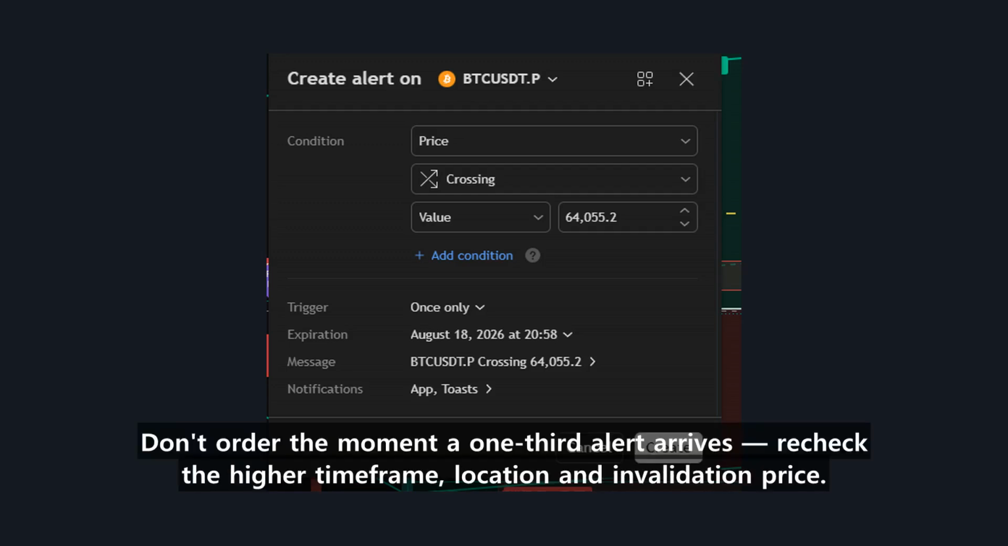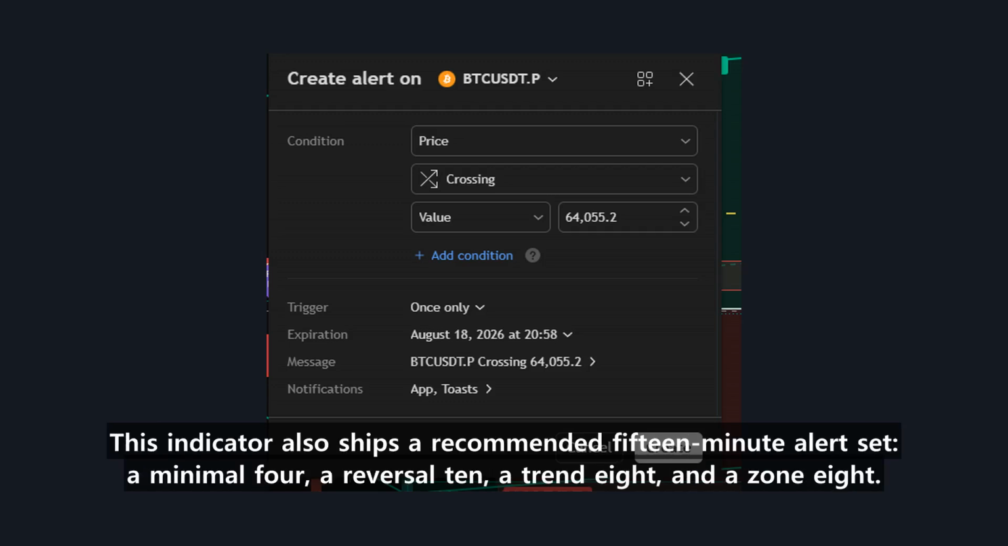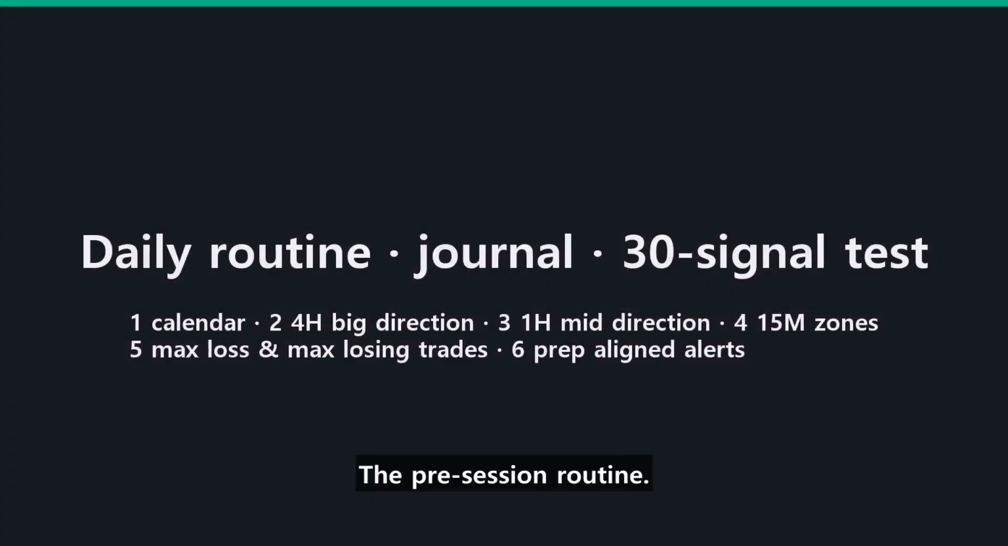Don't order the moment a 1/3 alert arrives. Recheck the higher time frame, location, and invalidation price. This indicator also ships a recommended 15-minute alert set: a minimal 4, a reversal 10, a trend 8, and a zone 8.